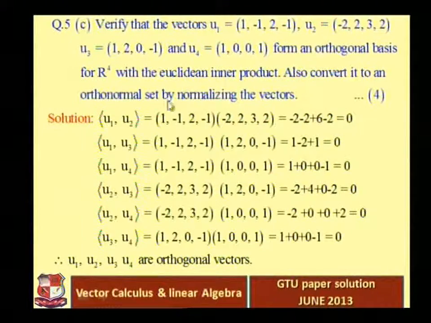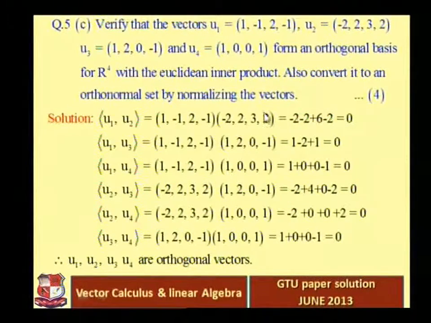Verify that the vectors u1 = (1, -1, 2, -1), u2 = (-2, 2, 3, 2), u3 = (1, 2, 0, -1) and u4 = (1, 0, 0, 1) form an orthogonal basis for R4 with the Euclidean inner product. Also convert it to an orthonormal set by normalizing the vectors. This question was asked for 4 marks in that GTU question paper.